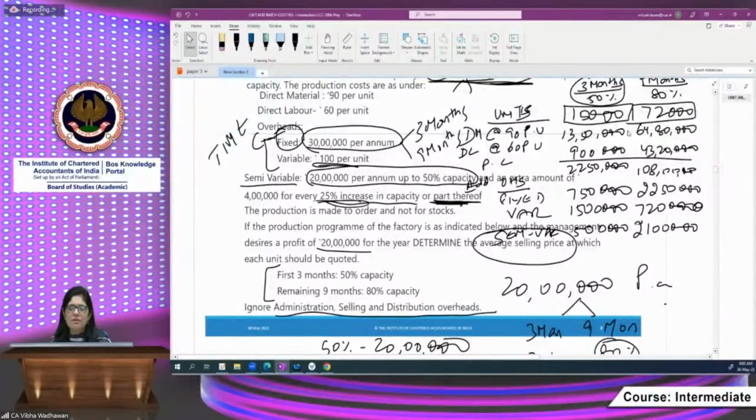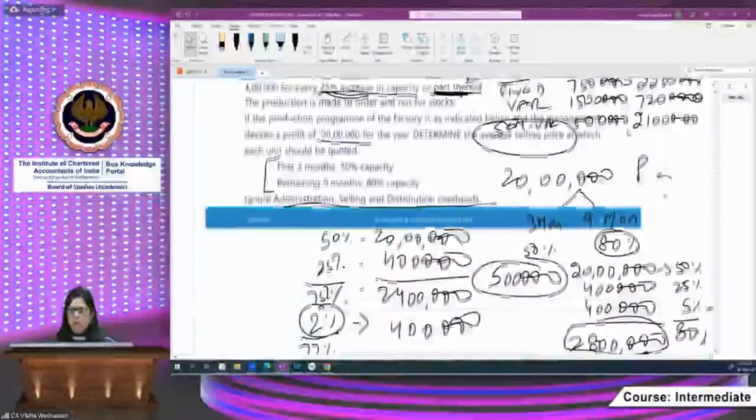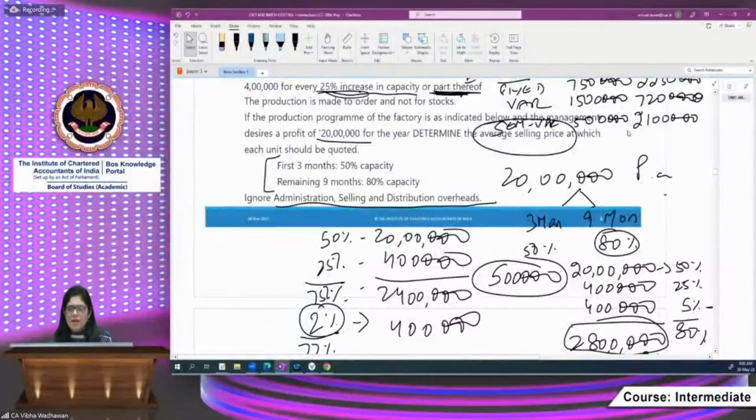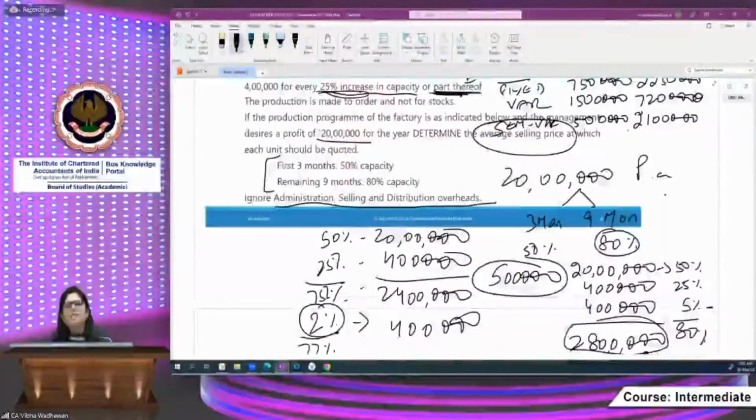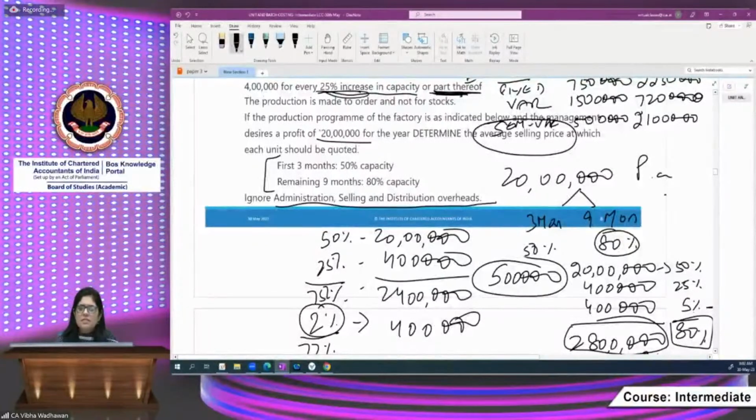Any doubt in semi-variable? So for 50% capacity, the semi-variable applicable was 20 lakh per annum. So we calculated for 3 months, which comes to 5 lakh. For 80%, the semi-variable cost applicable was 28 lakh: 20 lakh for 50%, 4 lakh for the next 25%, and 4 lakh for the next 5%, because the total percent is 80%. So 28 lakh per annum we have taken for 9 months, which has come to 21 lakh. So this is our total cost.